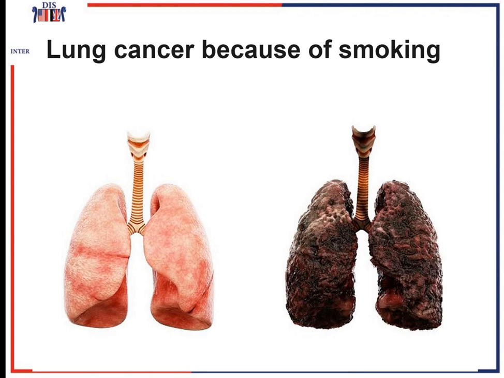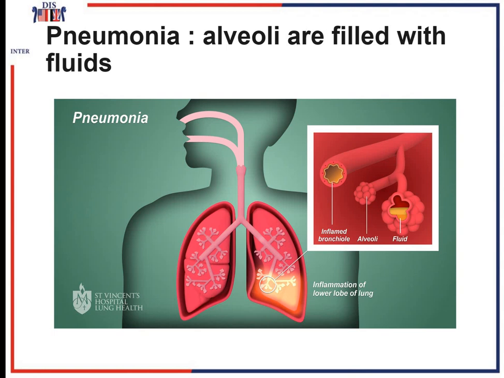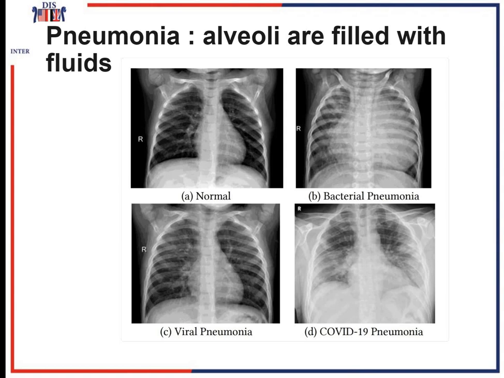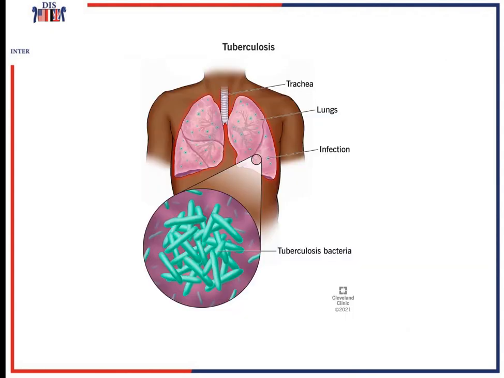This is, of course, lung cancer because of smoking or air pollution. This is bronchitis. This is pneumonia. I have alveoli filled with fluids. And this is the x-ray of a person suffering from pneumonia. Here, it's black because it contains air. While here, these are white patches. These are white patches because of the fluids inside the alveoli. And we have tuberculosis that's caused by Mycobacterium tuberculosis bacteria.